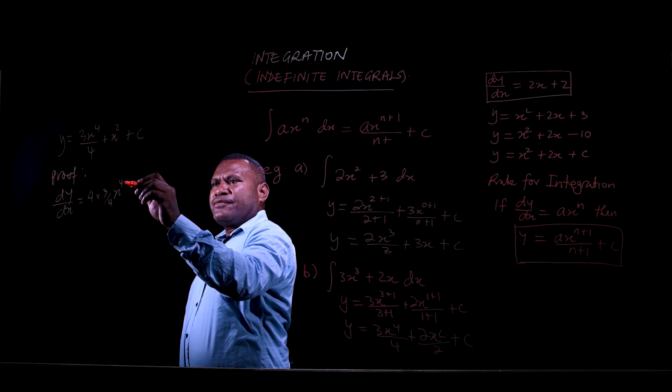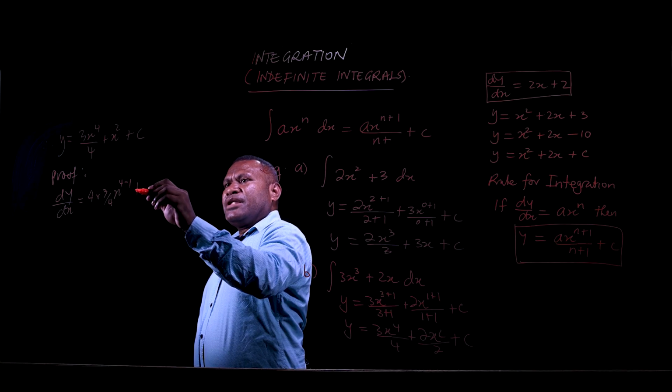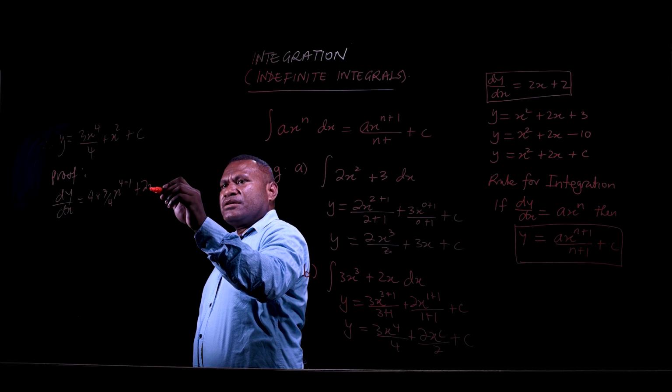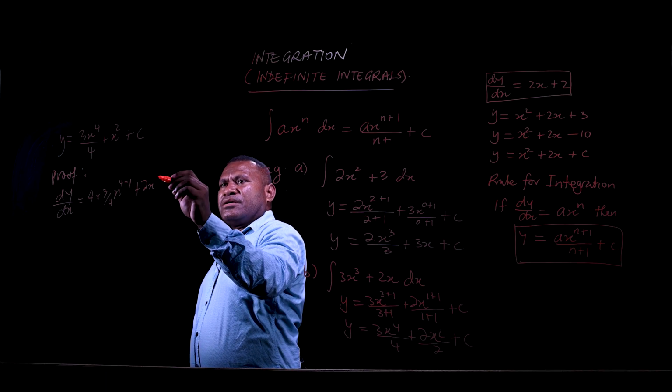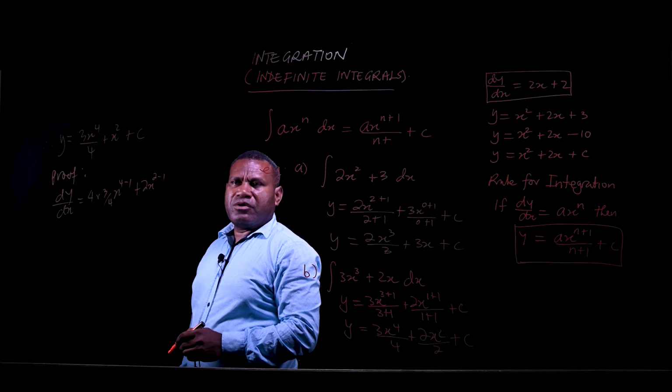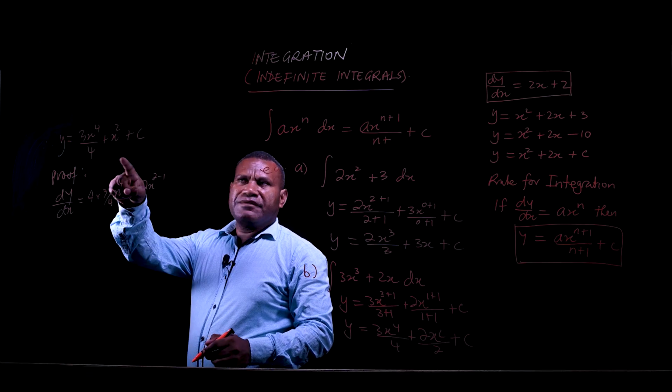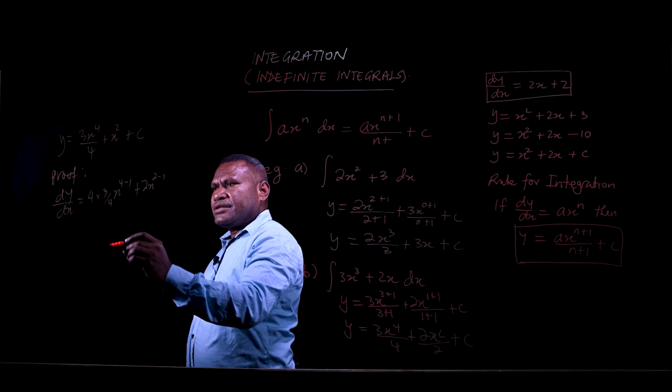And then we minus 1 from this power. And then plus, bring the 2 in front, and then we minus 1 from the power. Okay, so that is the process of finding the derivative of a function like this.